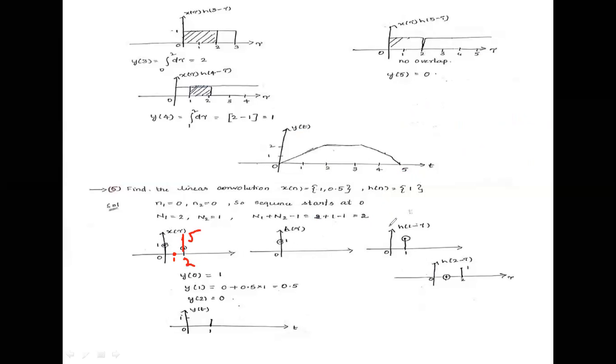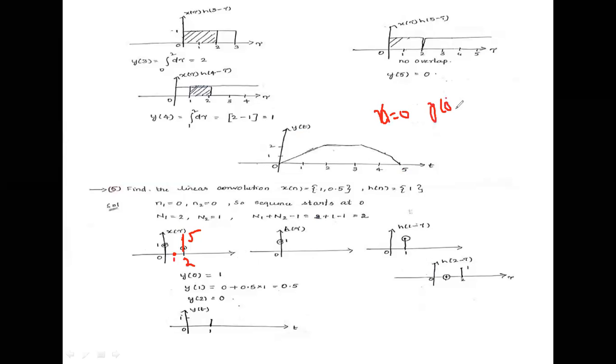What is the first thing to do? Find h of minus tau. H of tau and h of minus tau, you can fold at the origin only. There is no change in this one. The positive side has all values 0, and the negative side is also all 0. Here n is equal to 0.